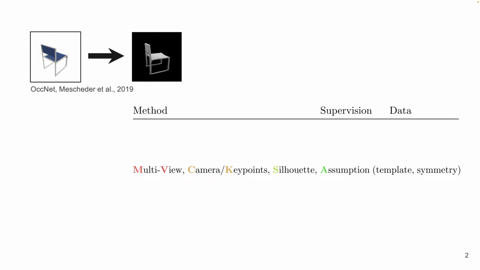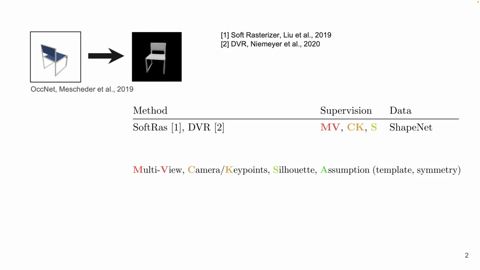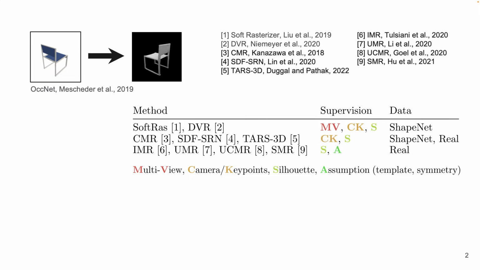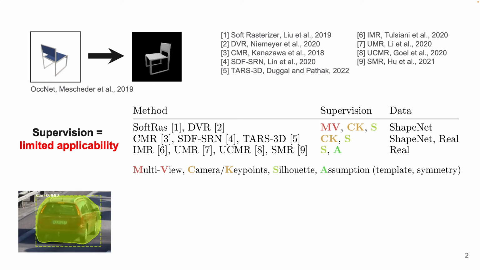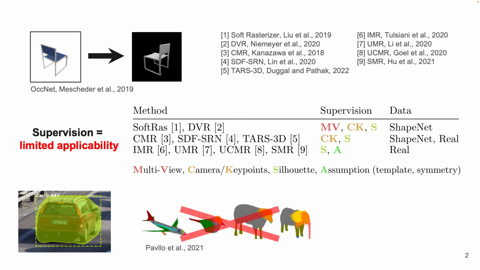Despite efforts to reduce supervision, the most advanced methods still rely on multiple views and camera poses for ShapeNet, and silhouettes and assumptions like symmetry or known template shapes for real images. By design, such supervision is limiting the applicability because annotations can either be unknown or coarse, template shapes are not always available, and the symmetry hypothesis can be not valid.